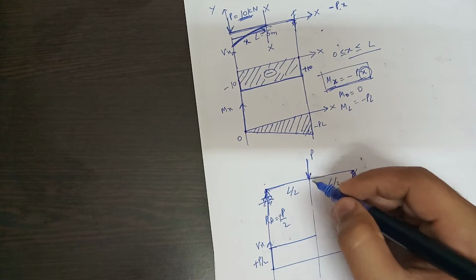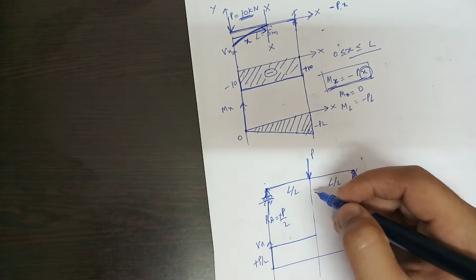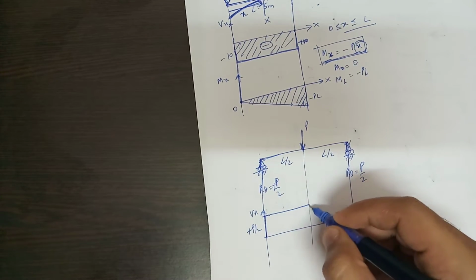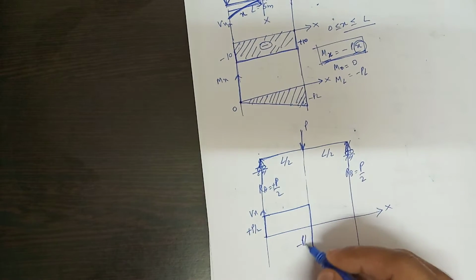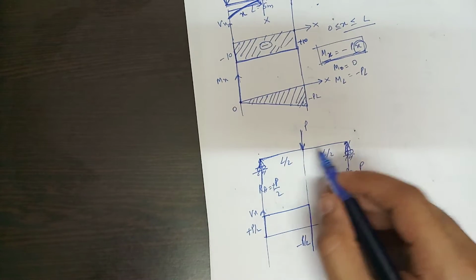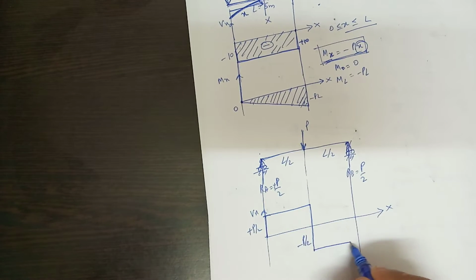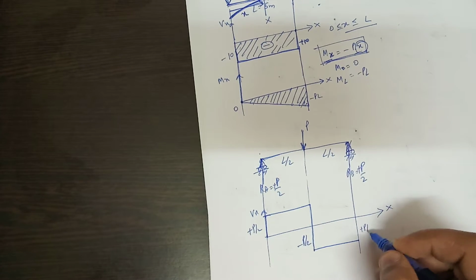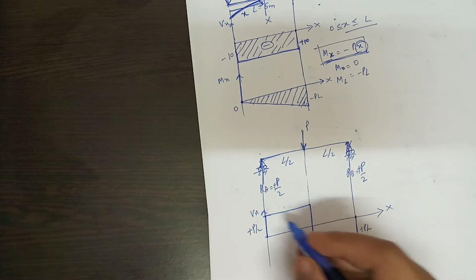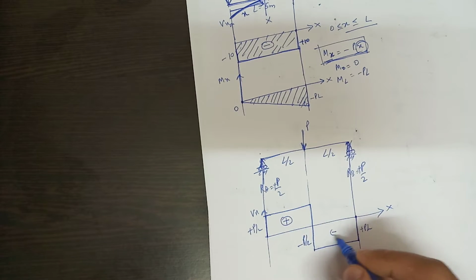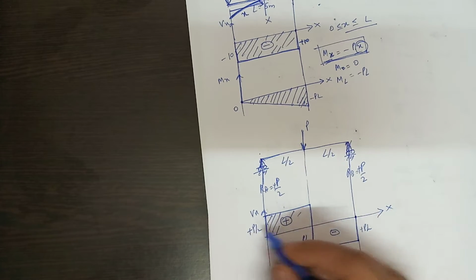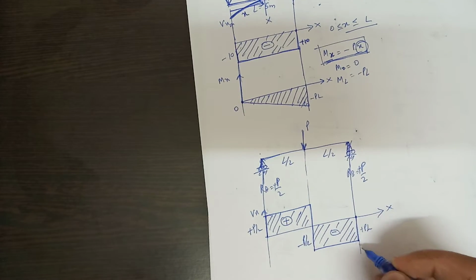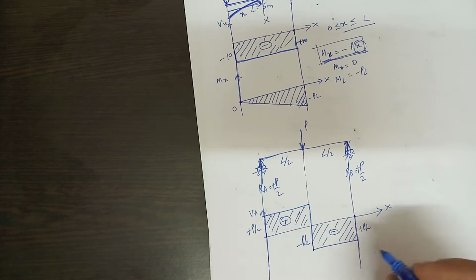Now the force P is acting in the downward direction, that means negative. Negative P plus P by 2 minus P, that is minus P by 2. Now from this point to this point there is no force, so it will again be constant. Now at this point the reaction is acting in the upward direction, plus P by 2, so it comes out to 0. So this will be the positive direction, this will be the negative direction, and the magnitude is plus P by 2 and minus P by 2. So this is the shear force diagram for a simply supported beam where the force is acting at the center of the beam.